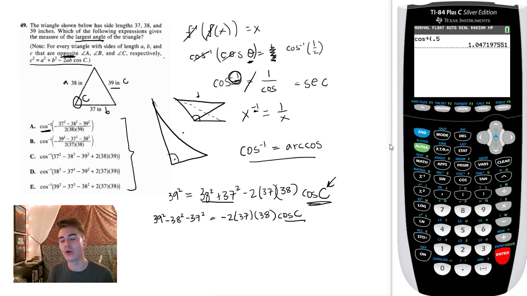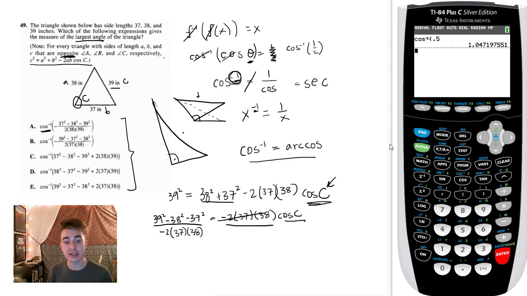Because I'm trying to find that angle. Right? I'm trying to find the angle, so I want to isolate for that angle. So divide each side by minus 2, 37, 38. So I'll divide both sides by that, minus 2, 37, 38. That's going to cancel with this minus 2, 37, 38, of course. That's equal to cosine C.